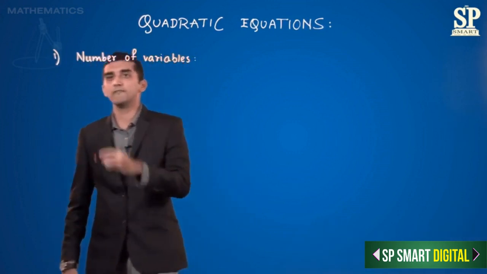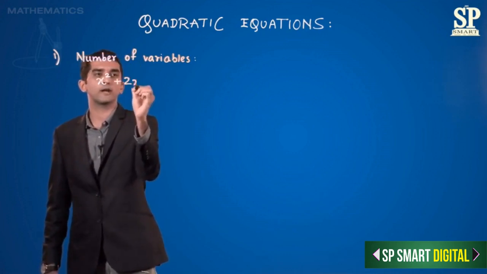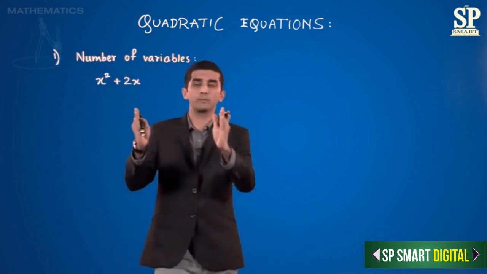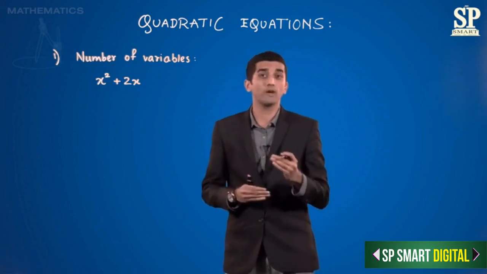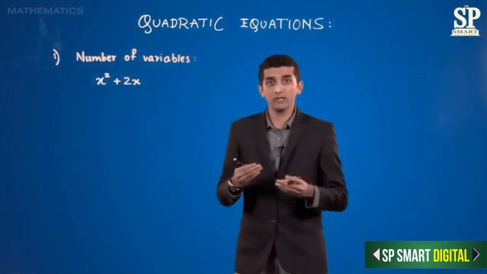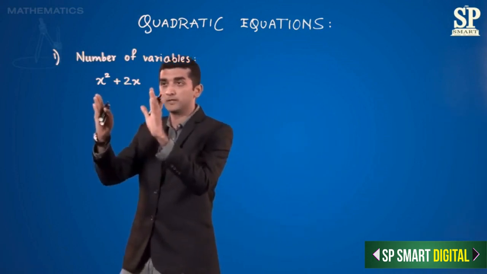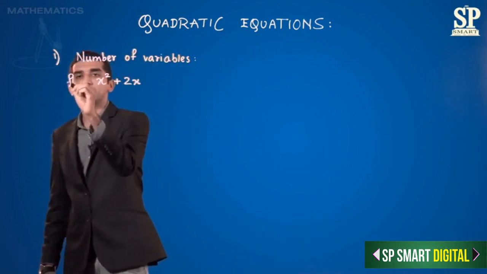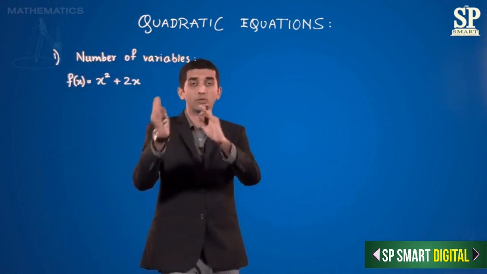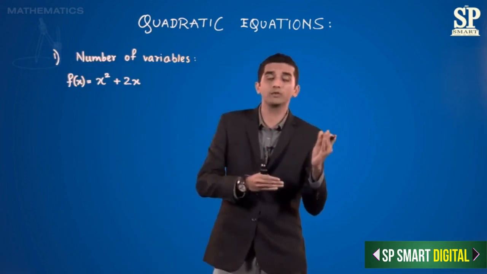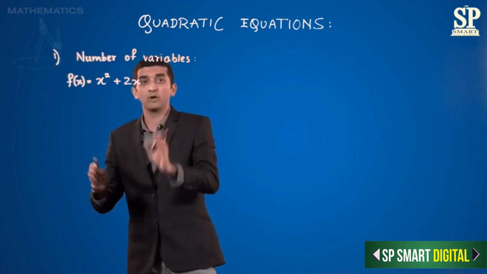Let's say we have x square plus 2x. Rather, this is a polynomial. I won't call it an equation yet because an equation is something where there is an equality sign, which we are going to deal with after a few things. So firstly, this is a polynomial function. You can write this as f of x is equal to x square plus 2x. Equality with a value will lead to an equation. Now it is a polynomial expression.